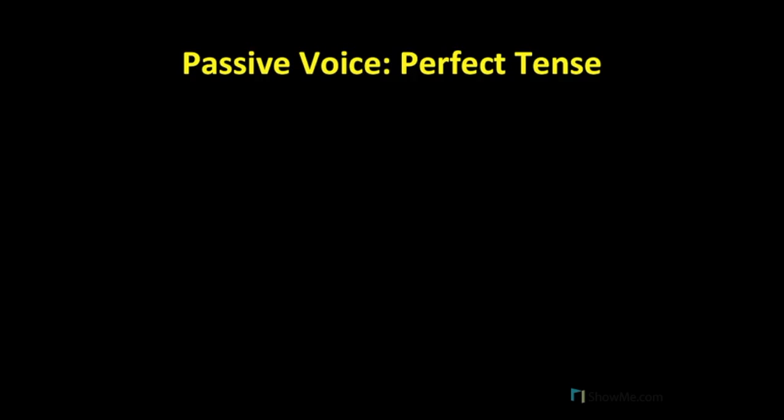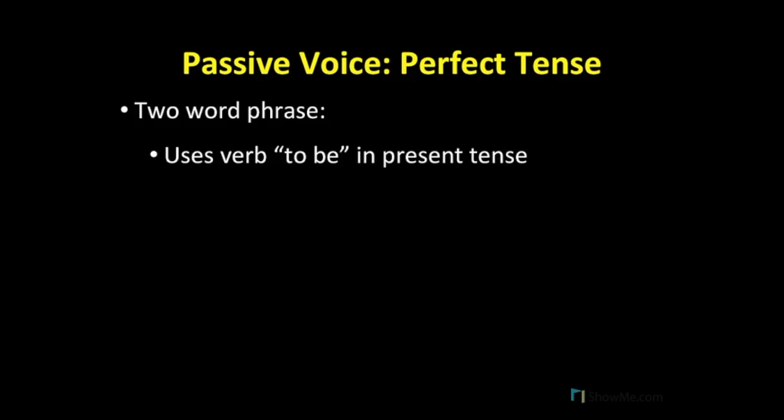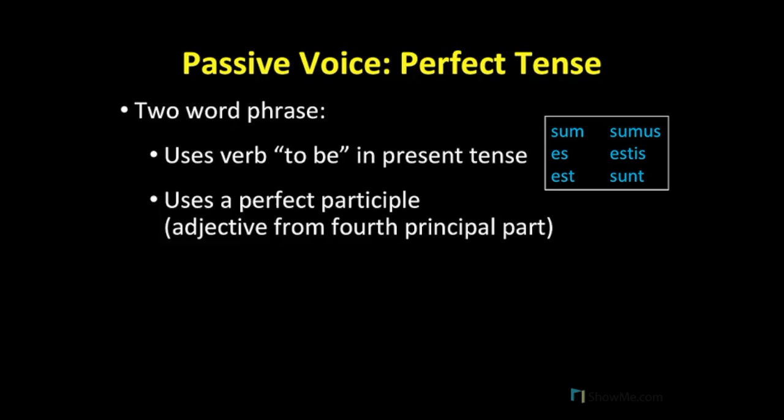Now let's consolidate what we've seen so far about the passive voice in the perfect tense. The verb comprises a two-word phrase. One of those words will be a form of the verb to be in the present tense. Think sum, esse, est, sumus, estis, sunt. The other word will be a perfect participle.